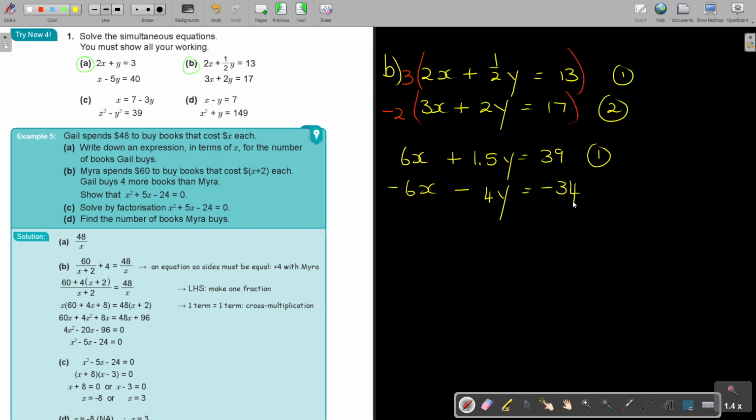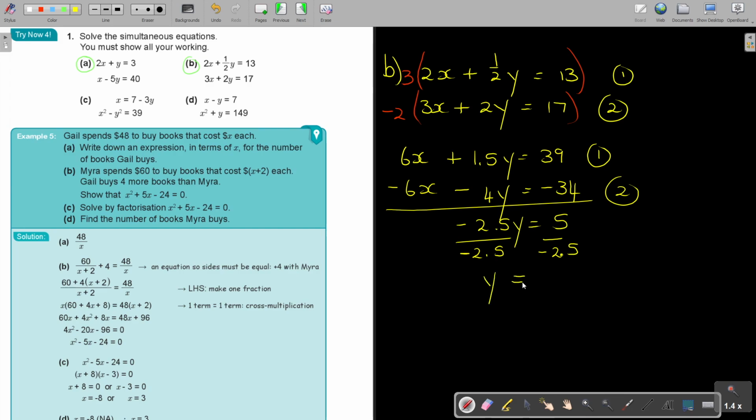Okay, so this is still equation 2, and then if I simplify this, negative 4 plus this, I get negative 2.5y. And if I simplify this one, this is 13, I'm going to get 5. So I'm going to divide by negative 2.5, and I'm going to get that the value of y is going to be negative 2.